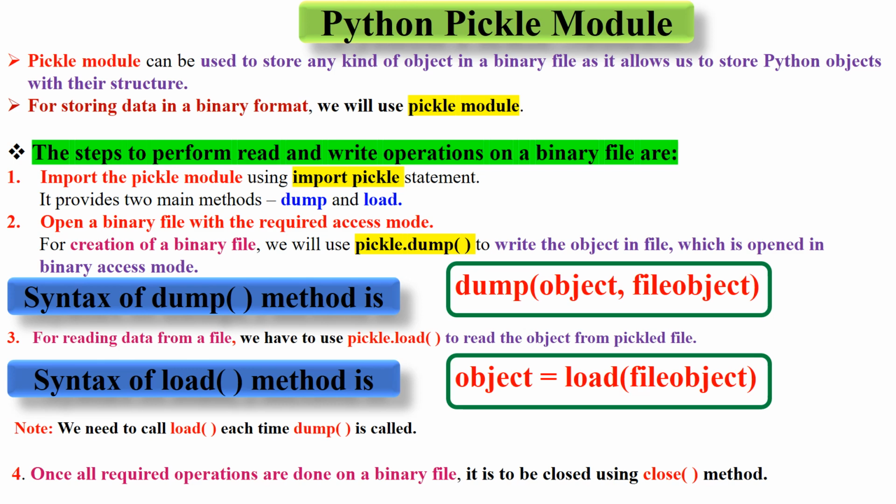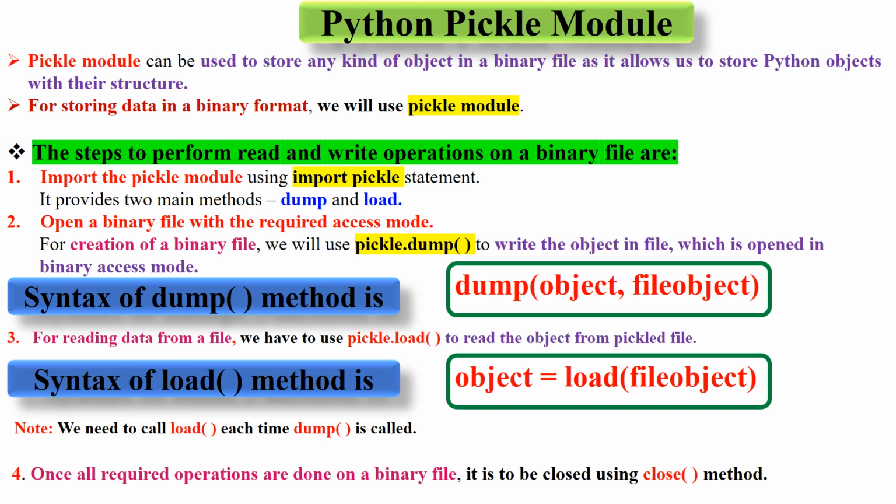The steps to perform read and write operations on a binary file are: Step 1. Import the pickle module using the import pickle statement. It provides two main methods, dump and load. Step 2. Open a binary file with the required access mode.